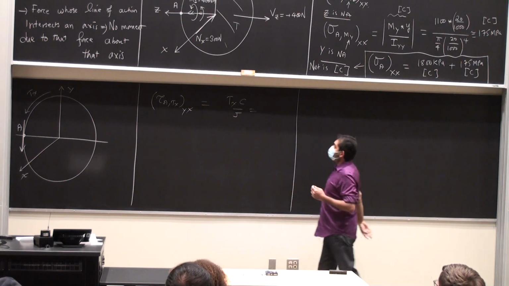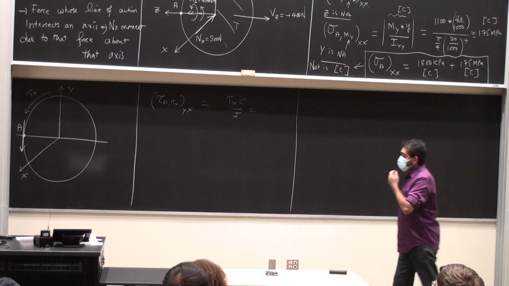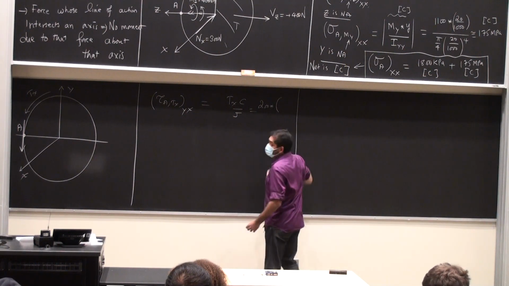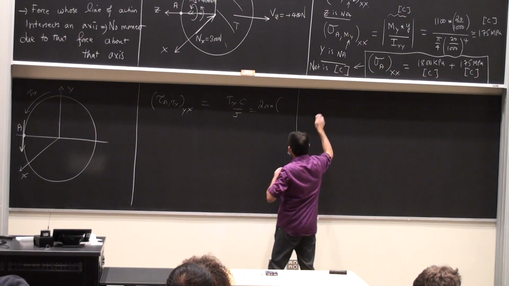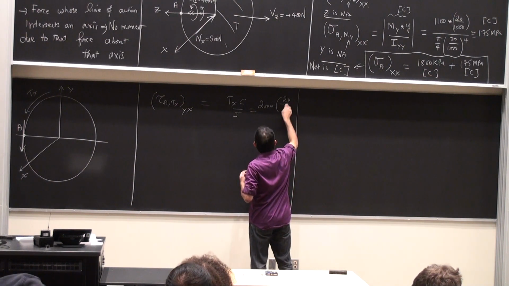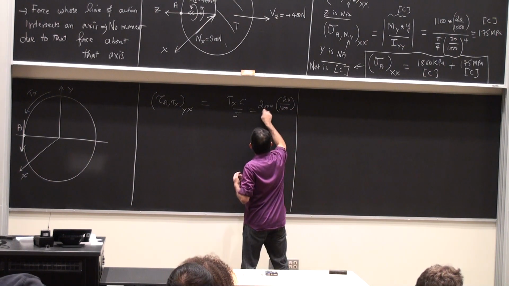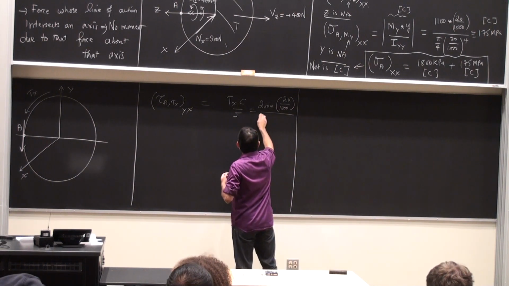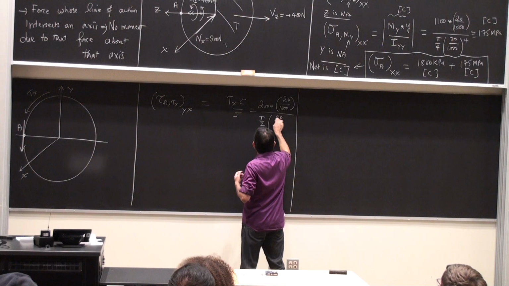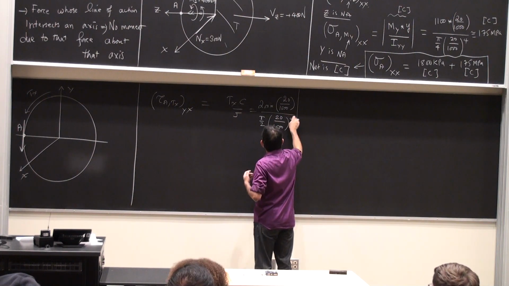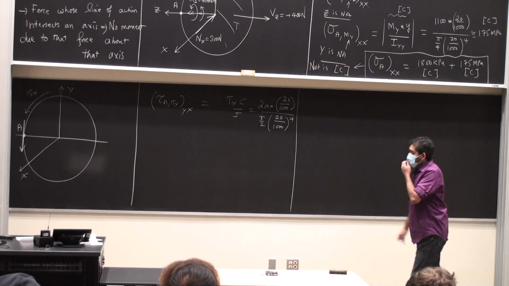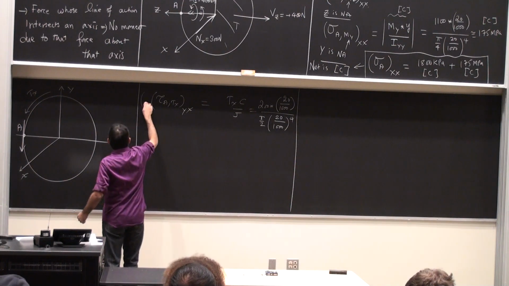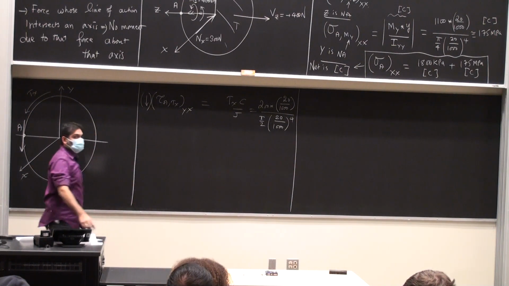So this is Tx C by J. Tx was, how much was that? 200 Newton meters. C is the radius, the maximum outermost circumference, by J, which is pi by 2 r to the power 4. I'll crunch these numbers in a minute. So this is going to be pointing down.